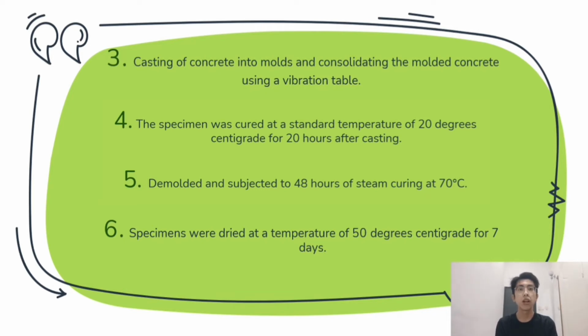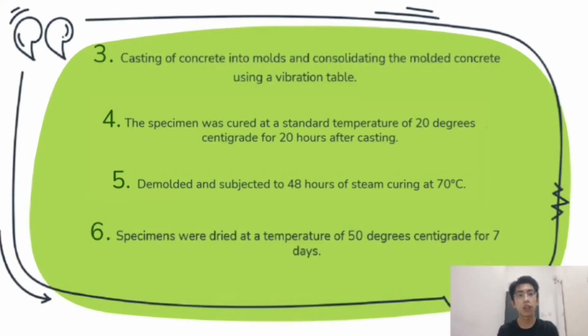Next, the specimen will be cured at a standard temperature of 20 degrees centigrade for 20 hours after casting. The next step, it will be removed and subjected to 48 hours of steam curing at 70 degrees Celsius. And the last step, the specimen will be dried at a temperature of 50 degrees centigrade for 7 days.